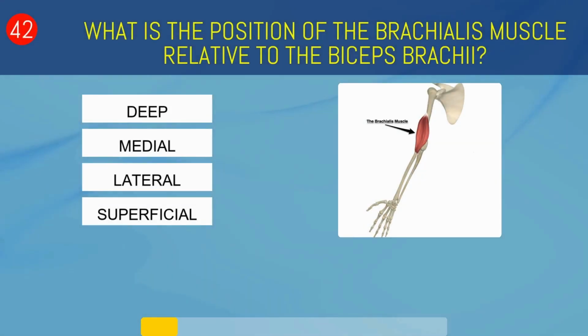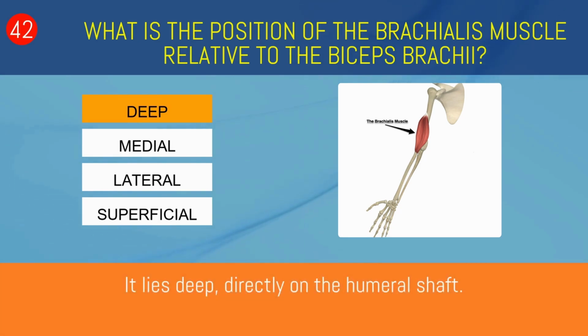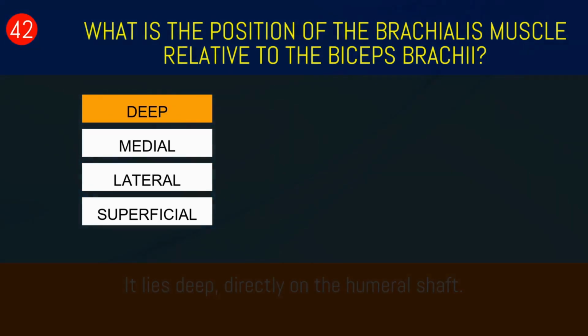What is the position of the brachialis muscle relative to the biceps brachii? Deep, medial, lateral, or superficial? Deep. It lies deep, directly on the humeral shaft.